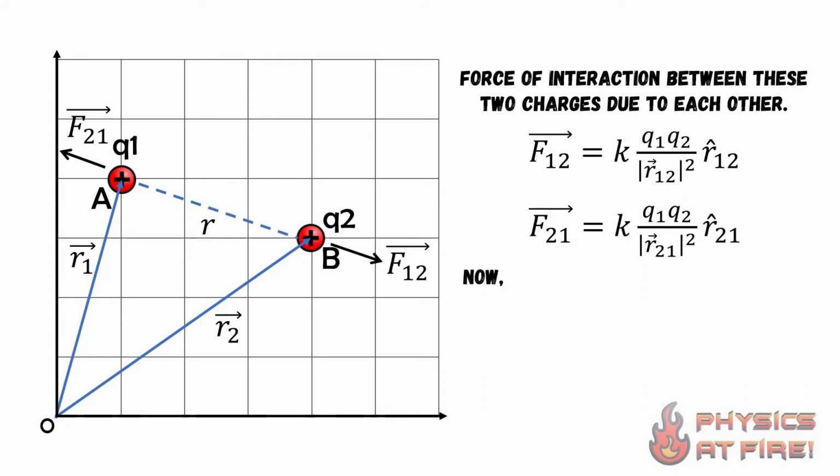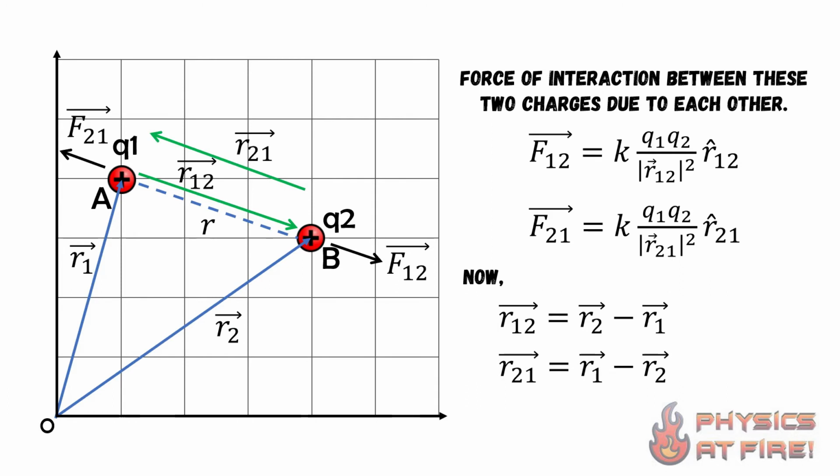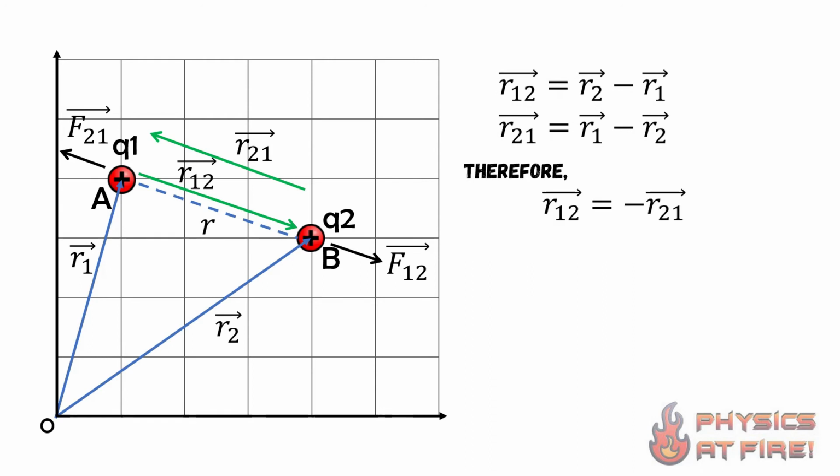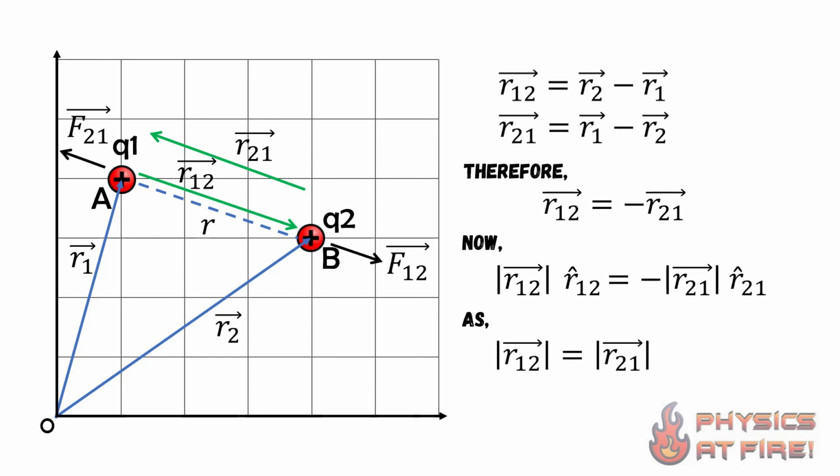Now, we will get the direction of R12 vector and R21 vector by using the law of vector addition. R12 vector will be equal to R2 vector minus R1 vector, and R21 vector will be equal to R1 vector minus R2 vector. So we can see that R12 vector will be equal to minus of R21 vector. Therefore, we can write, magnitude of R12 vector into R12 cap will be equal to minus of magnitude of R21 vector into R21 cap. And R12 magnitude and R21 magnitude are equal, so R12 cap will be equal to minus of R21 cap.